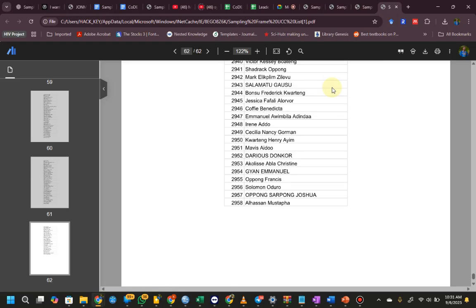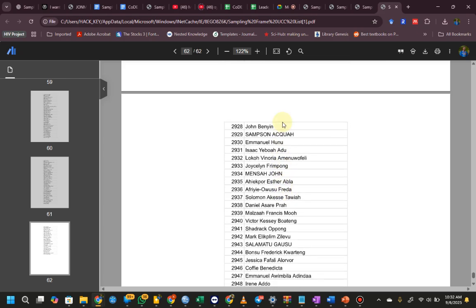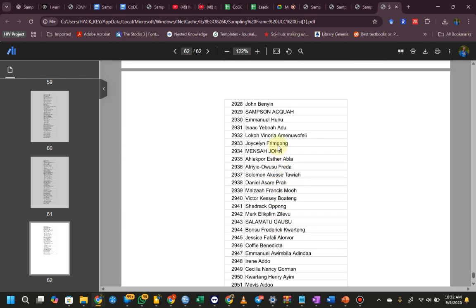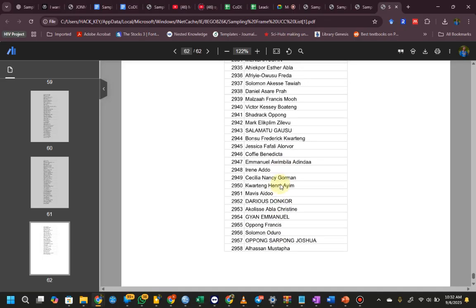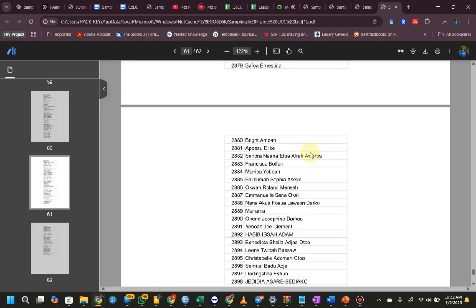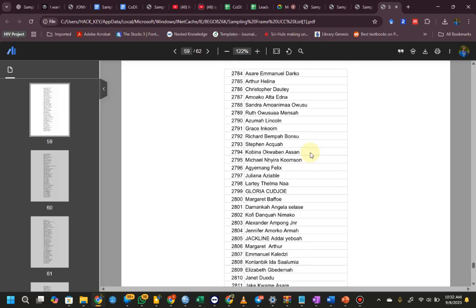It's about 62 pages. These are actual students; I got this list from somewhere. So my last population is 2,958. Now, based on this, assuming this is our accessible population, what will be our sample size?